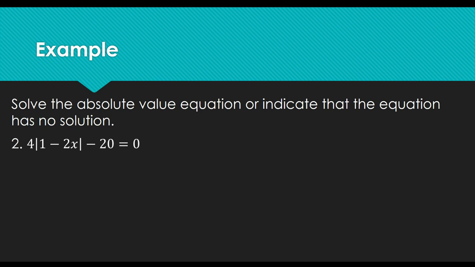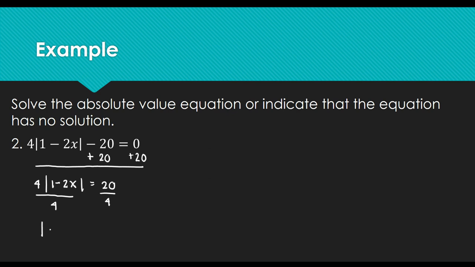Okay, and the next one, notice that we are dealing with some numbers that are outside of the absolute value, but they're on the same side. So I first have to isolate the absolute value. So I'm going to add 20 over to the right. That gives me 4 times the absolute value of 1 minus 2x, now equaling positive 20. I still don't have that absolute value by itself, so I had to divide by 4. So now I have the absolute value of 1 minus 2x, and that equals 5.